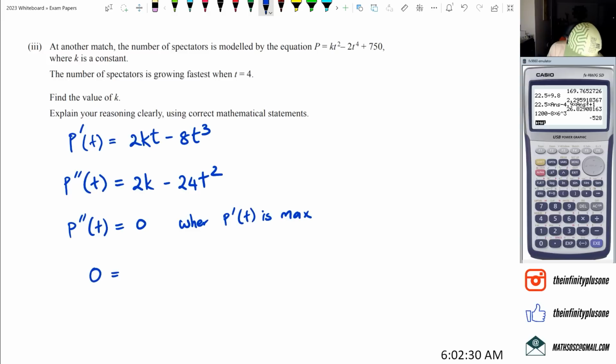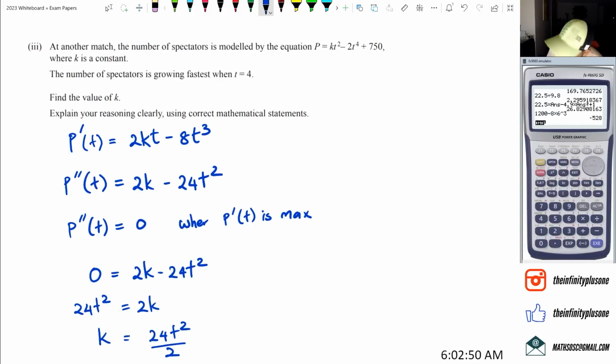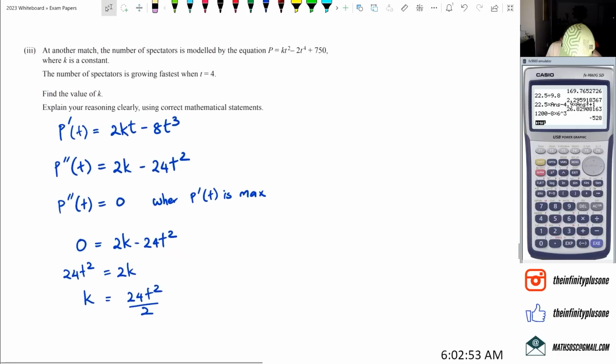So we've got 0 equals 2k minus 24t squared. Rearranging this, we've got 24t squared equals 2k, and we're trying to find k actually. So k is equal to 24t squared divided by 2, and k is equal to 12t squared. But we haven't figured out what the k is.